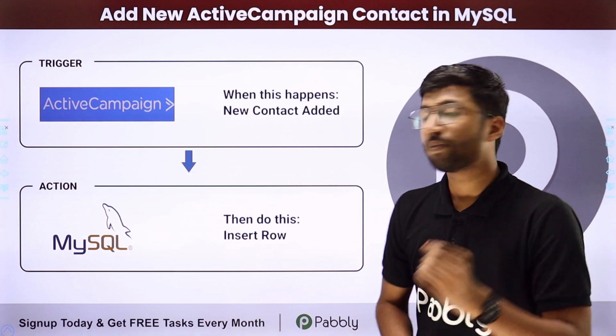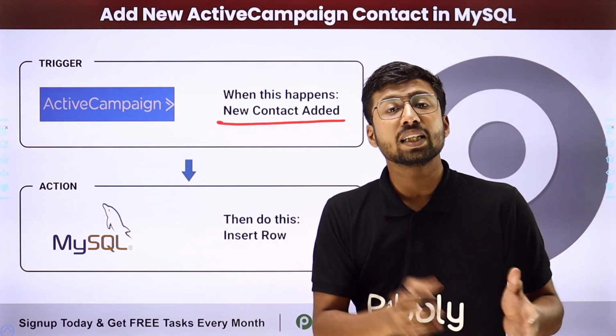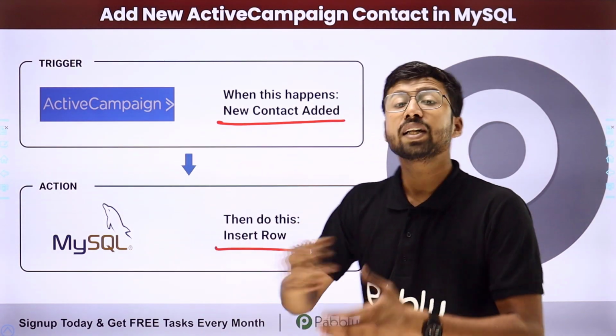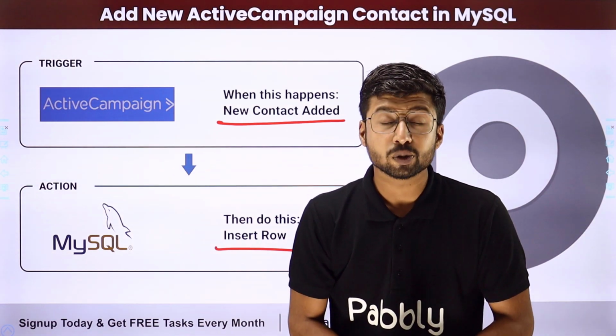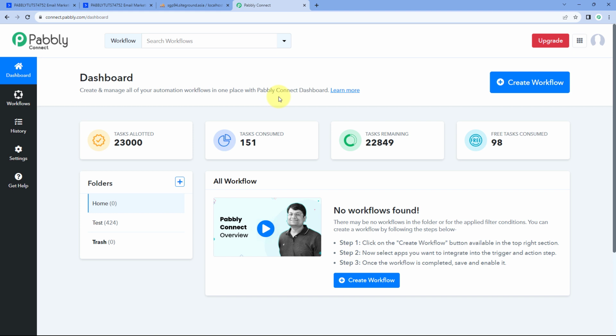So in this automation, whenever a new contact is added in ActiveCampaign, automatically the exact same details with the same contact will be added as a new row in our MySQL database. If you want to know how you can set up this automation, for that you just have to come with me to my screen. So as you can see, here we are on Pabbly Connect's dashboard.